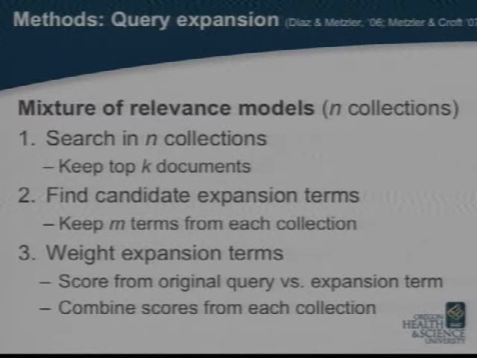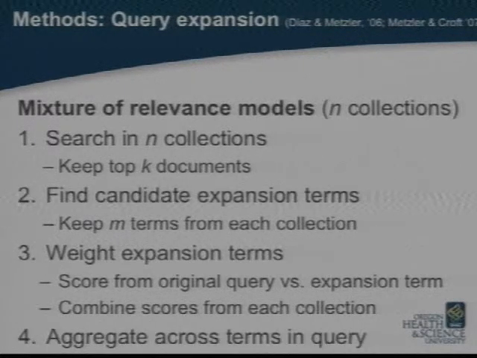You score the original query. When you originally did that query and got that document list, you have a score. But then you also mix in a score of, well, how important is this particular possible expansion term within this corpus, right? So you mix in that kind of a weight, and then you combine the scores from each collection. Then you combine all of the terms across the query, and you get a final score.